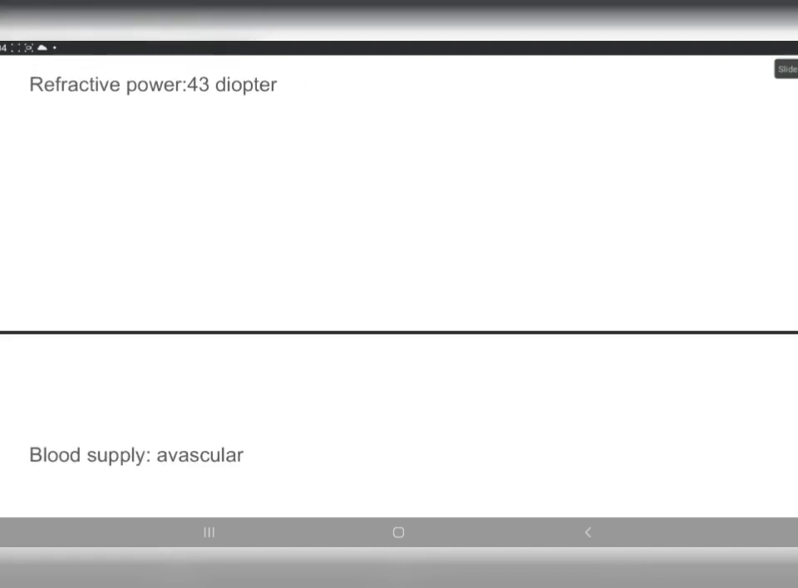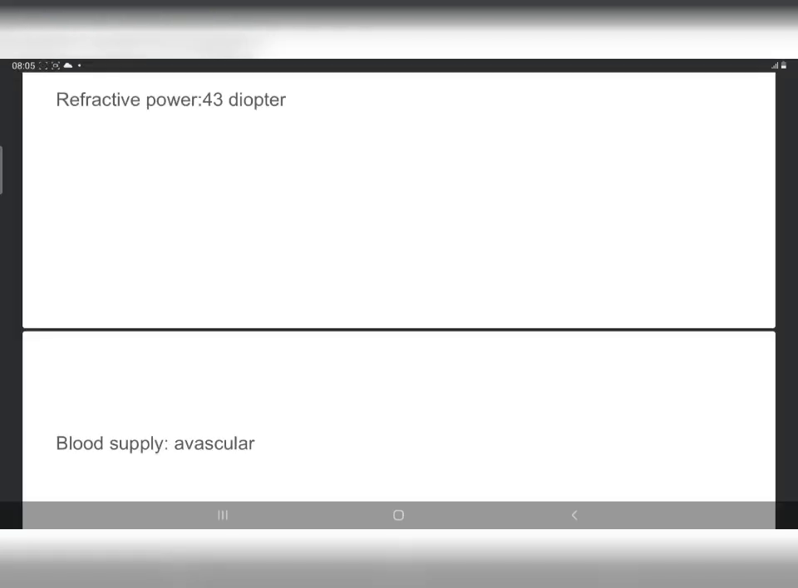What is the blood supply of the cornea? It is an avascular structure. And what is the nerve supply of the cornea? It is supplied by the long ciliary nerves, which are branches of the nasociliary nerve, a division of the fifth cranial nerve. After going about 2 mm into the cornea, the nerves lose their myelin sheath and divide dichotomously to form three plexuses: stromal, subepithelial, and intraepithelial.